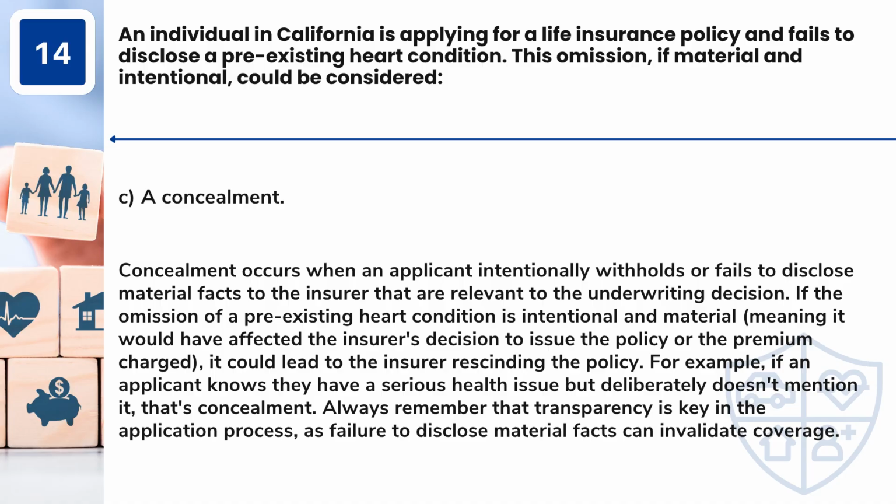Concealment occurs when an applicant intentionally withholds or fails to disclose material facts to the insurer that are relevant to the underwriting decision. If the omission of a pre-existing heart condition is intentional and material, meaning it would have affected the insurer's decision to issue the policy or the premium charged, it could lead to the insurer rescinding the policy. For example, if an applicant knows they have a serious health issue but deliberately doesn't mention it, that's concealment. Always remember that transparency is key in the application process, as failure to disclose material facts can invalidate coverage.